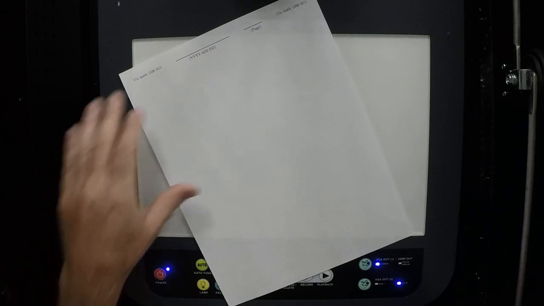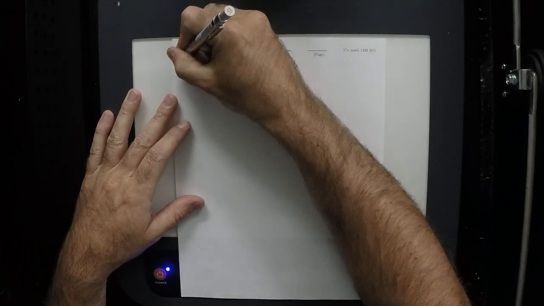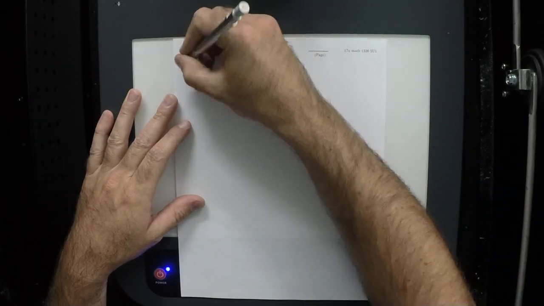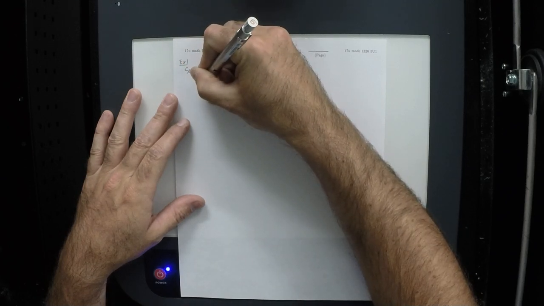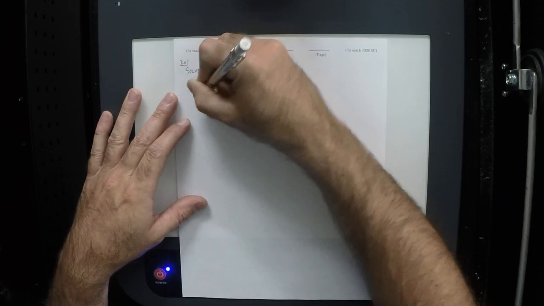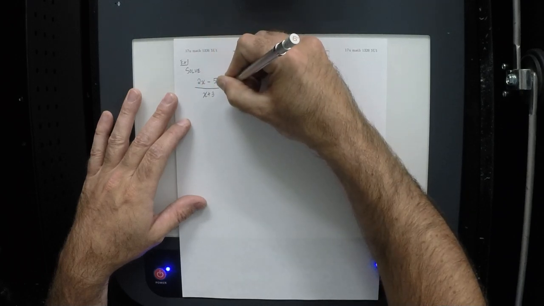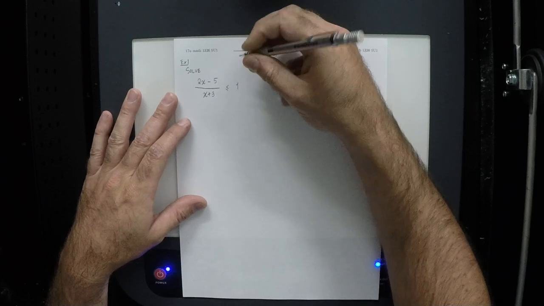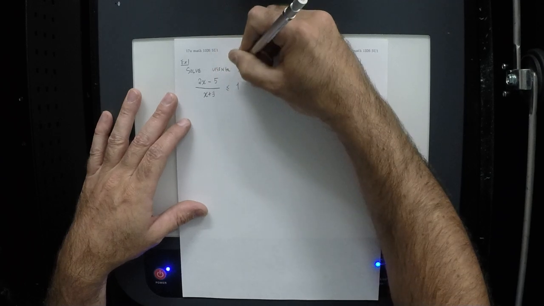Okay. So now, let's switch gears to a more computation-based thing. So for example, I want you to solve (2x-5)/(3) = 1. And I want you to solve this using a sign chart.